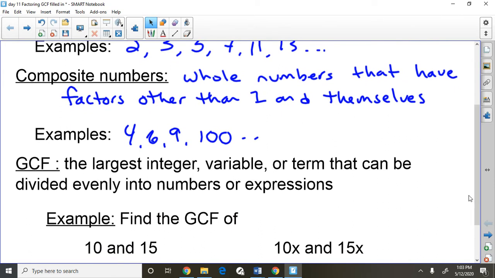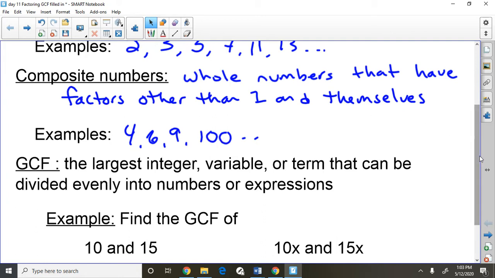If a number is not prime and it's a whole number, it will be composite. Composite numbers are whole numbers that have factors other than 1 and themselves. 4 can be written as 2 times 2. 6 can be written as 2 times 3. 100 can be 1 times 100, 2 times 50, 4 times 25. There's more options. It could be 10 times 10. So those are composite numbers.